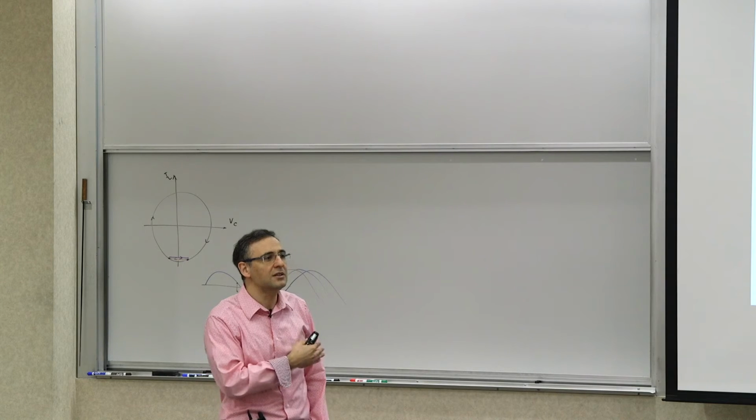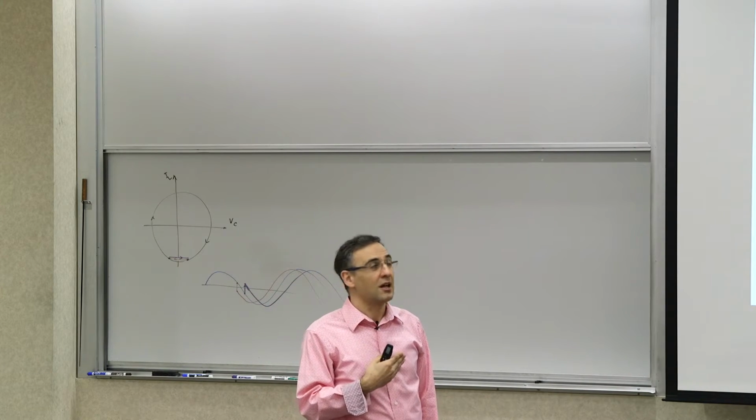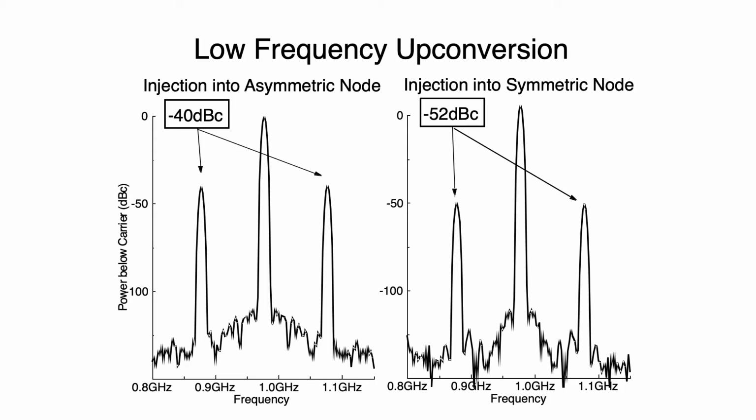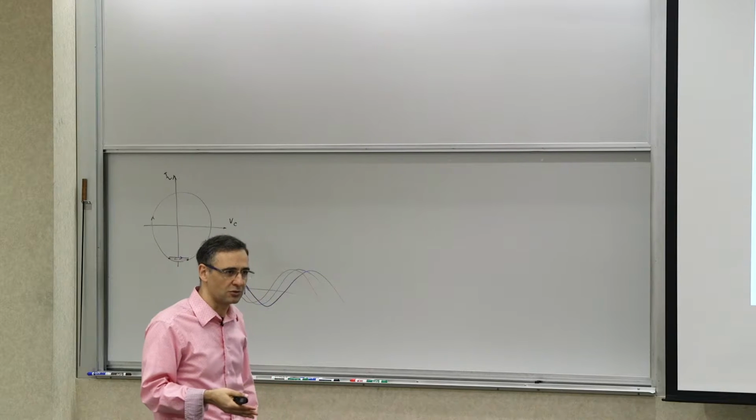And when you do that, you clearly see that an injection into that asymmetrical node, which is shown on the left-hand side, produces about, in this example, about 12 dB more upconversion compared to an injection into a symmetrical node.